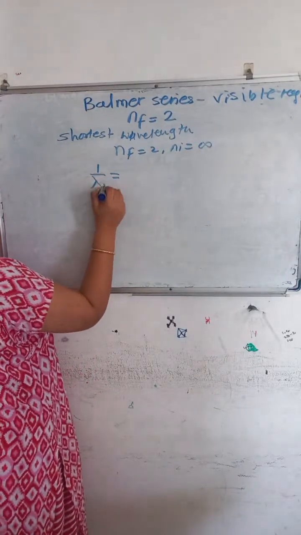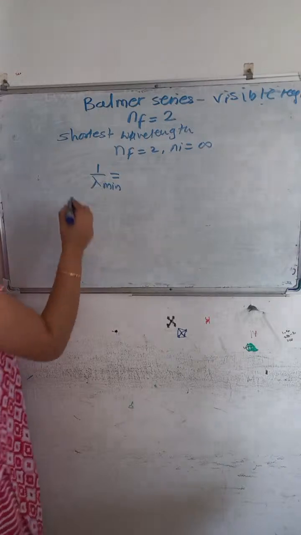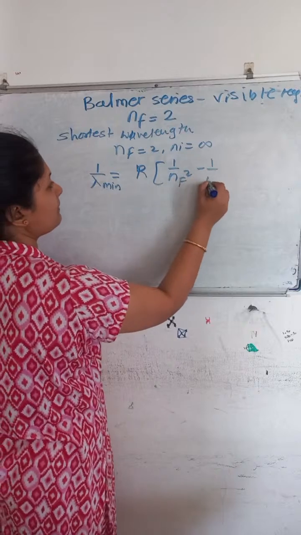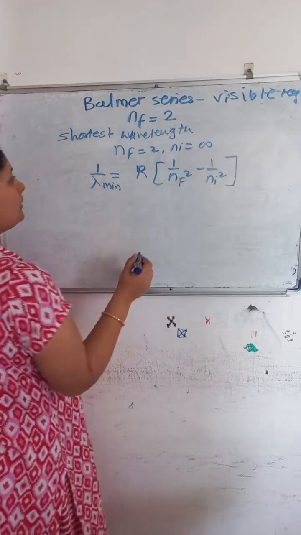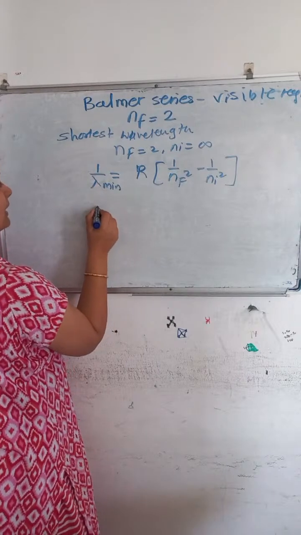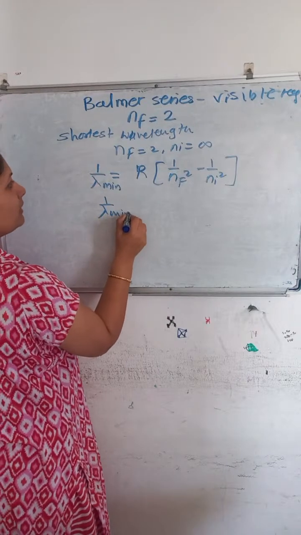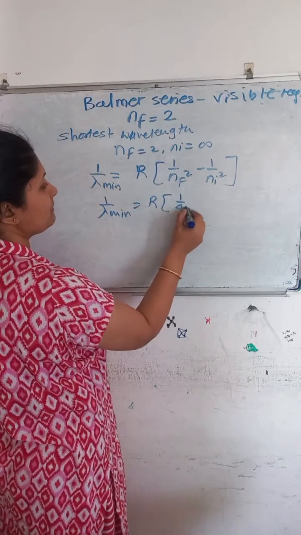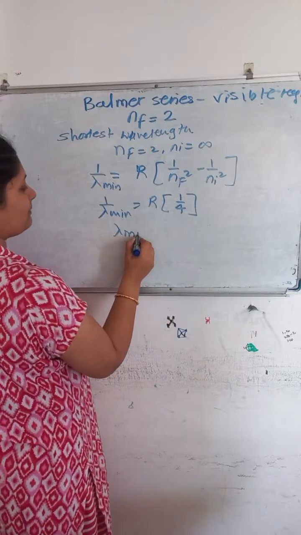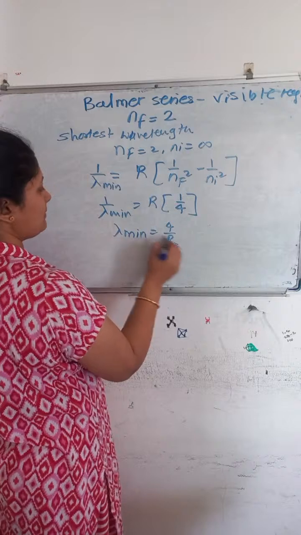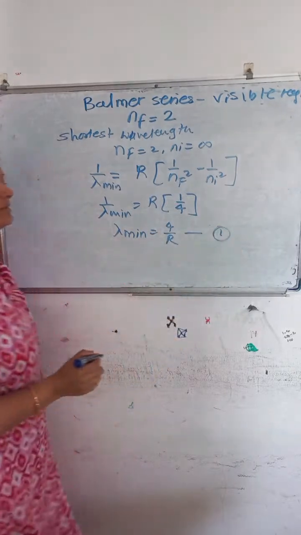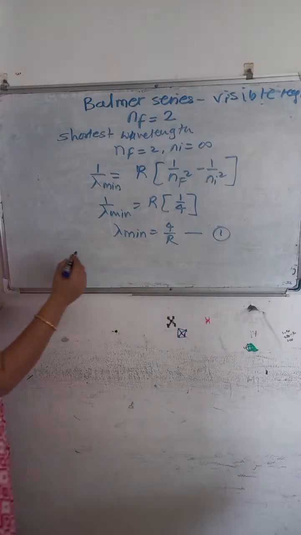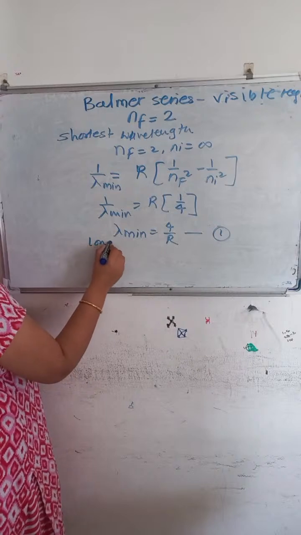We know that 1 by lambda minimum, I will write as it is shortest, is R times 1 upon nf square minus 1 upon ni square. I will not substitute the value for R, and nf square is 2 square, that is 1 by 4. So lambda minimum is 4 by R. I took a reciprocal and I keep R as it is. Anyhow, if we are taking ratio, then R is getting cancelled. Now we will go for longest wavelength.